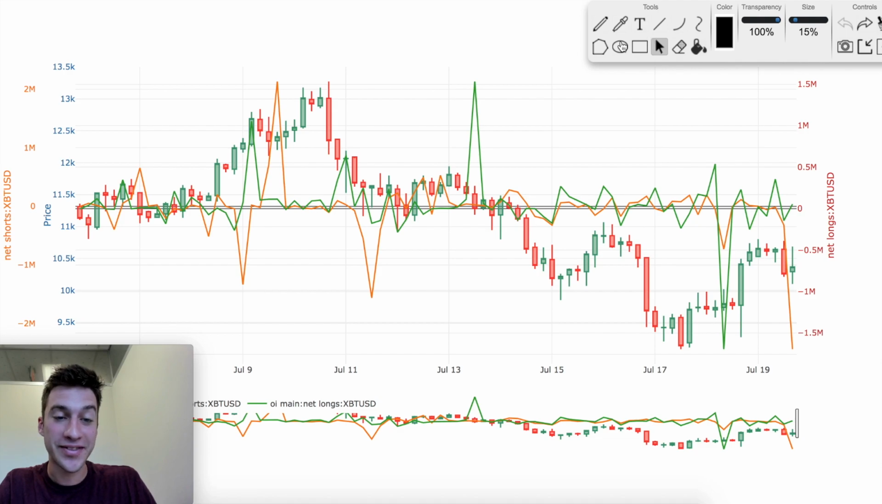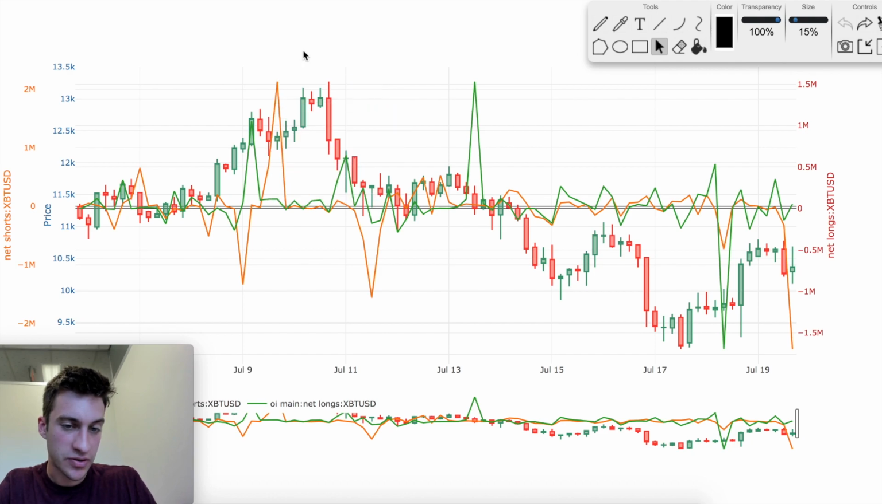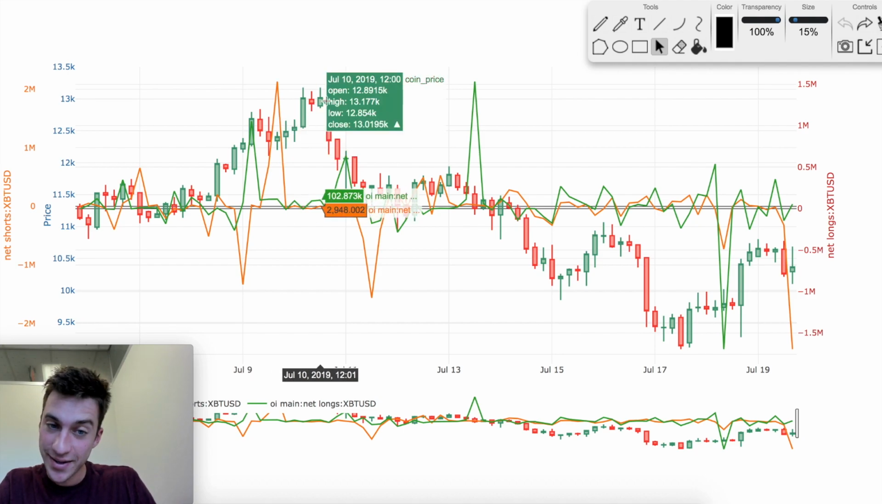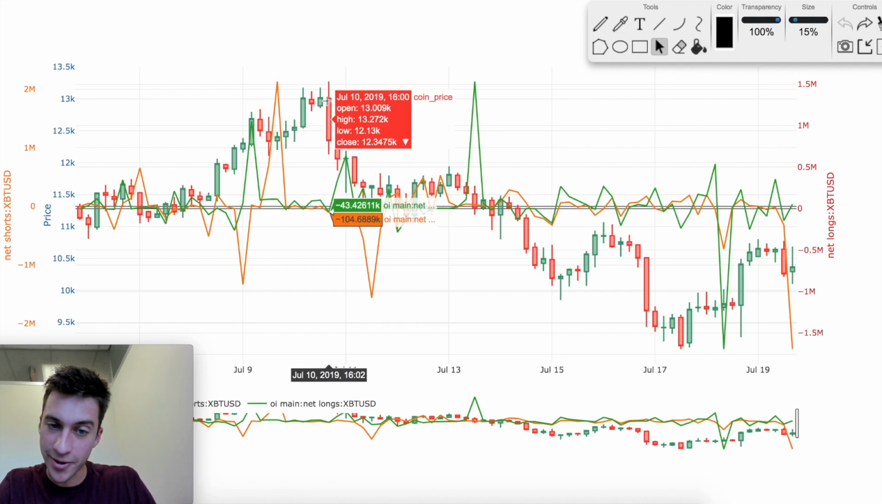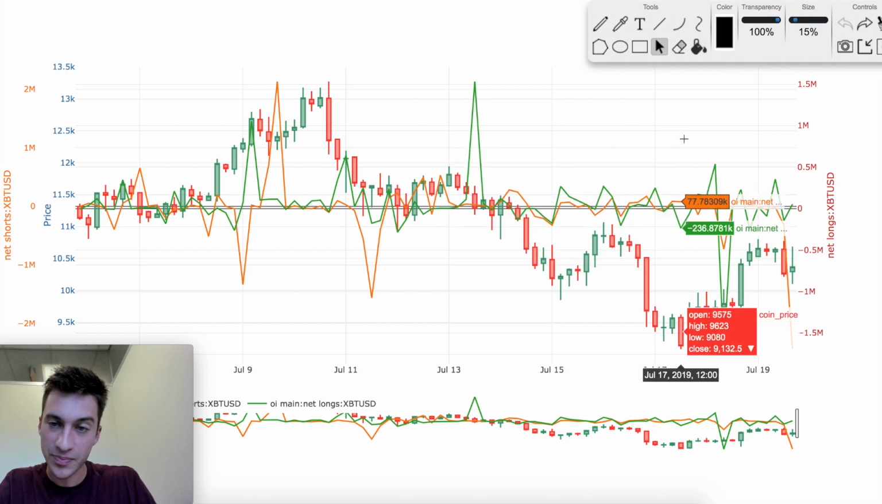Even more beautiful, look at this. We see price bottoms out here, right? And then we see a massive increase in shorts. Massive increase in the orange. With all these shorts entering, what does the market do? Oh, it goes up from 12.1K up to a high here of 13.2K. So this would have been a great spot for us to enter into a long position.